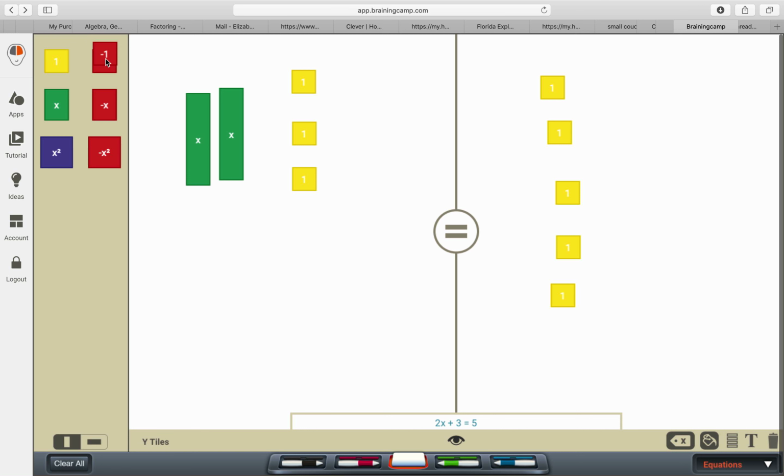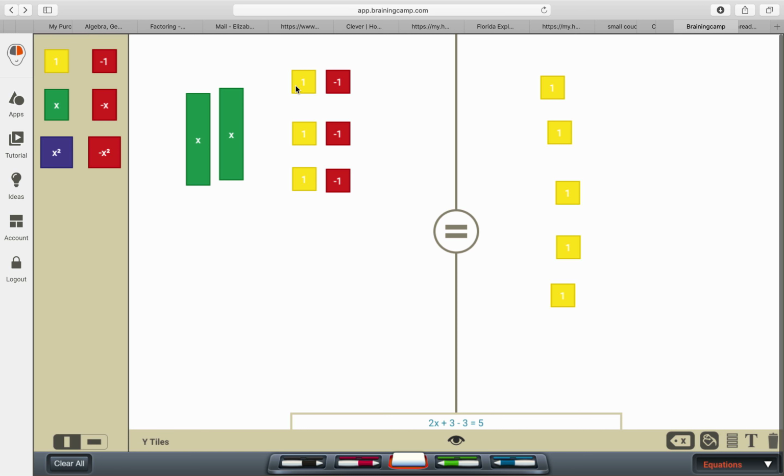So notice I have these negative red tiles. A positive 1 and a negative 1 together equals 0. Think about it. 1 minus 1 equals 0. That's called a zero pair. So I'm going to make zero pairs for each of the yellow tiles so that they all cancel out because after all, we want to try to get X by itself. But remember, we always have to keep an equation balanced or true.